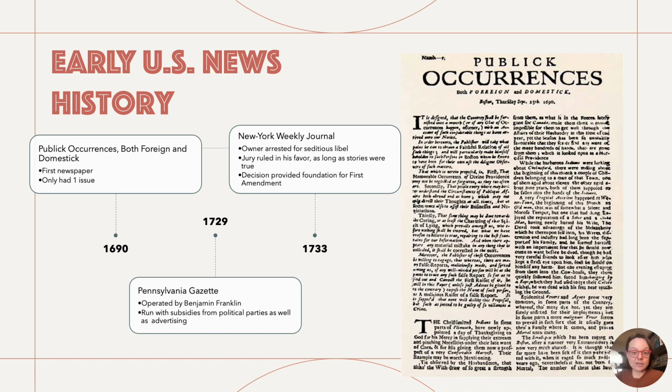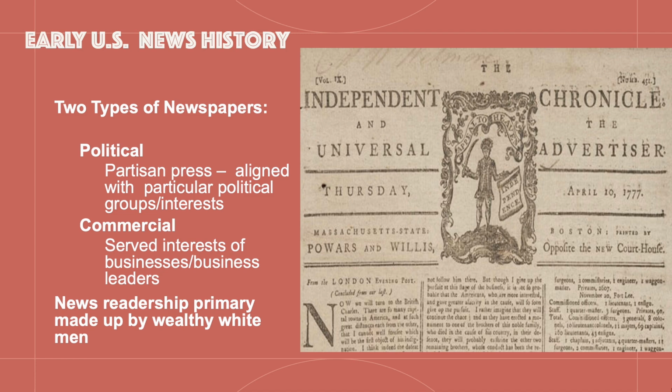This is going to be important for us too when we get into our week on media and the law, where we're going to look at issues around things like libel and defamation and how those things work in relationship to media. So there were officially two forms in the early papers in the United States. There were political papers, which I just described, partisan presses aligned with political parties and their groups and interests, and commercial papers, which served the interests of businesses and business leaders.